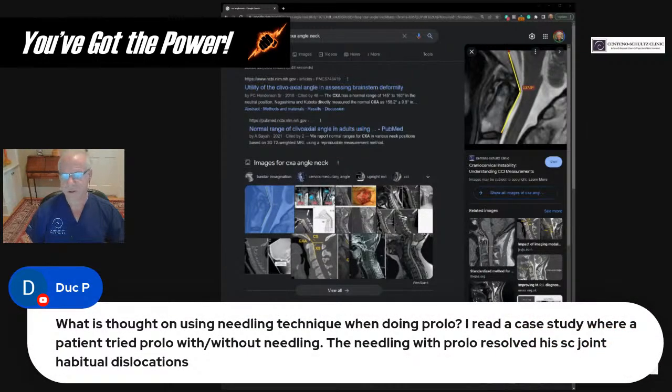Doc P, what is your thought on using a needling technique when doing prolo? I read a case study where a patient tried prolo with needling, which resolved his SC joint habitual dislocations. Not sure you can put much into a case study. Dry needling, I think, is what you're talking about. Dry needling is normally without prolo, so I'm not sure what you mean by needling with prolo. Prolotherapy by itself is a technique where you inject lots of different spots within the ligament, so maybe that's what you mean by needling. Not quite sure of that question.